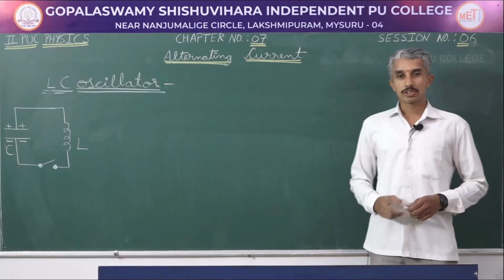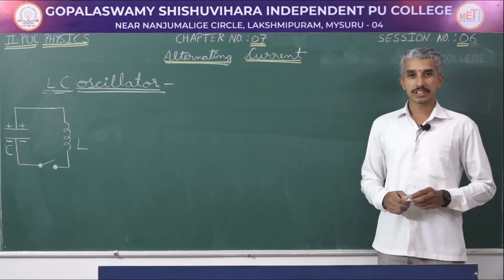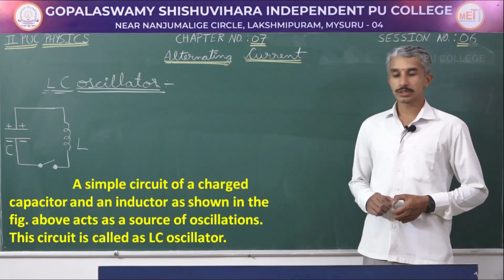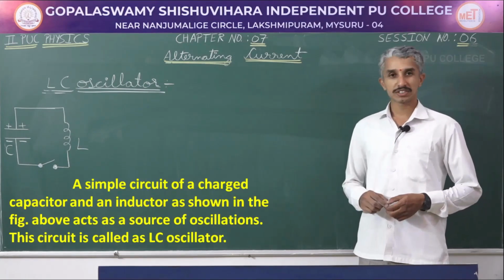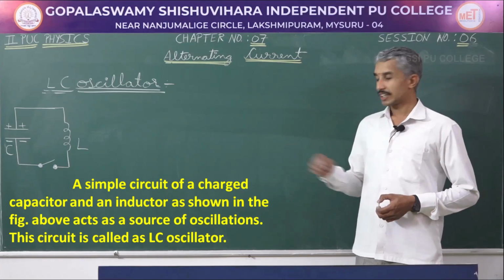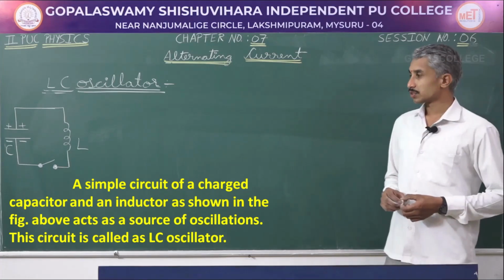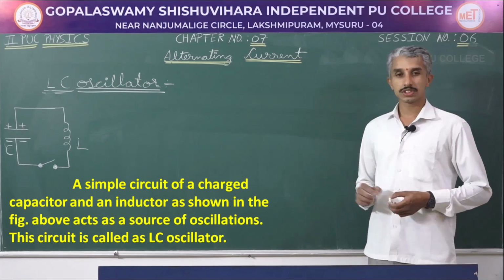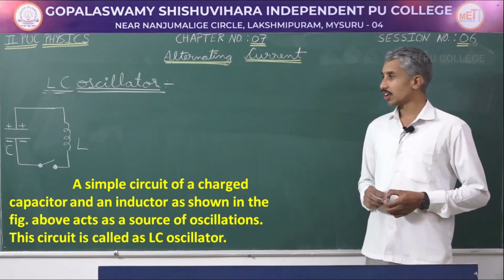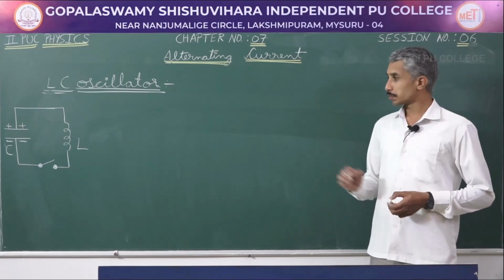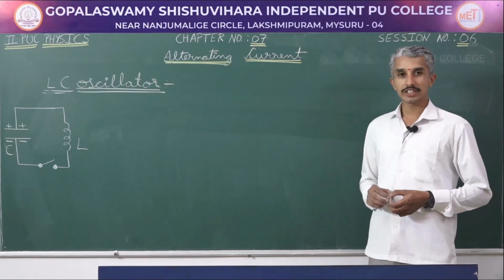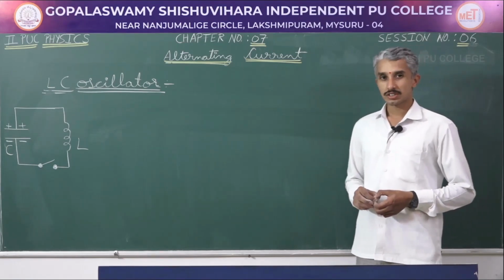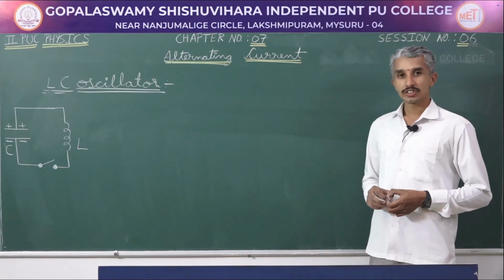So, let us begin. What is a LC oscillator? A simple circuit consisting of a charged capacitor and an inductor acts as a source of oscillations. This circuit is what is called a LC oscillator. Now, let us prove that a LC oscillator provides oscillations, or there is oscillations in this circuit.